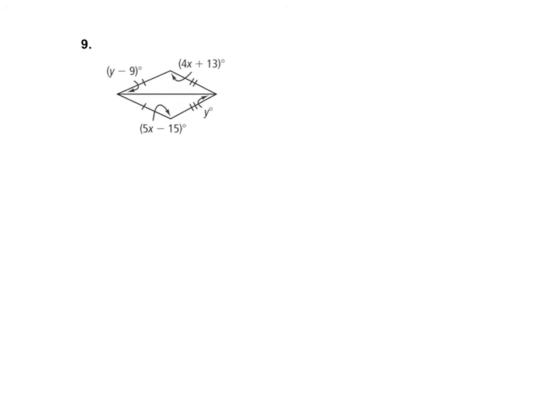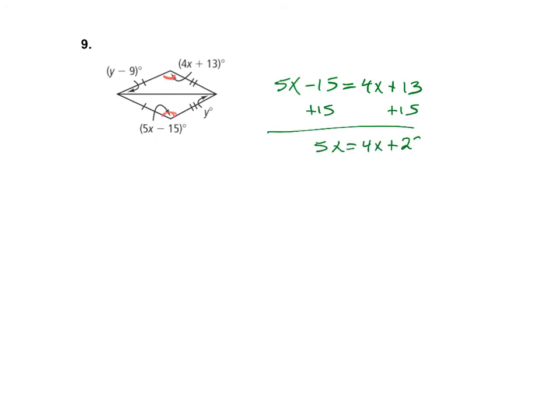So these two angles, we already saw that they are congruent. So 5x minus 15 equals 4x plus 13. So plus 15 on both sides. So 5x equals 4x plus 28, minus 4x. So x equals 28. So in this case, I know that those two angles are congruent.